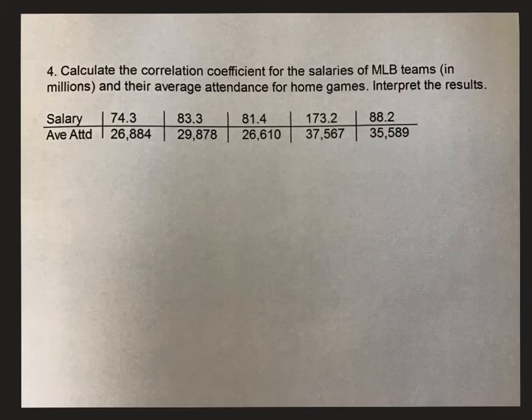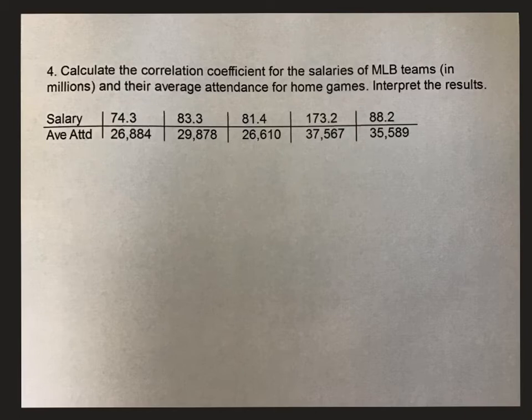Okay, so with number 4, I would encourage you to do the same thing and pause the video and try to find the correlation coefficient on your own. You have salaries for different MLB teams in millions of dollars and their average attendance for just the home games. So find that correlation coefficient and then interpret your results.